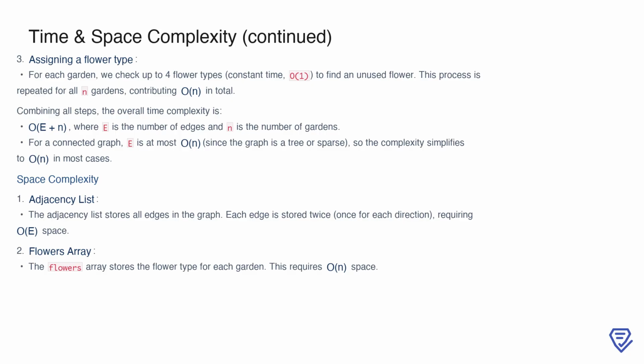Combining all the steps, the overall time complexity becomes O(e + n), where e is the number of edges and n is the number of gardens. For connected graphs, which are either trees or sparse graphs in this problem, e is at most O(n). This means the time complexity simplifies to O(n) in most scenarios. On the space complexity side, the adjacency list uses O(e) space since it stores all edges twice, once for each direction. Additionally, the flowers array, which holds the assigned flower type for each garden, requires O(n) space.